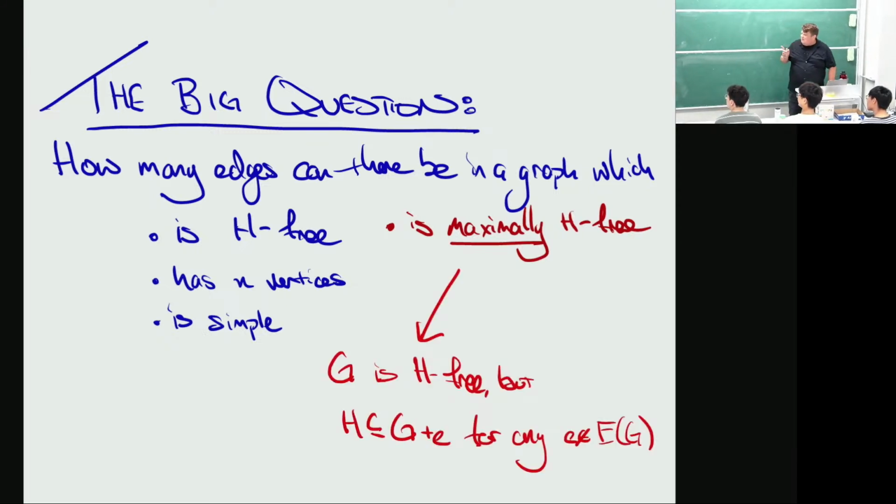I'm going to say that you need to be H-free, but anytime you add an edge, you contain a copy of H. Again, that's as a normal subgraph, not induced. And I'll call these graphs H-saturated, or F-saturated. Okay, so again, it's two things at once, right? No copy of H, but saturated, so as soon as you add more stuff, you find one.